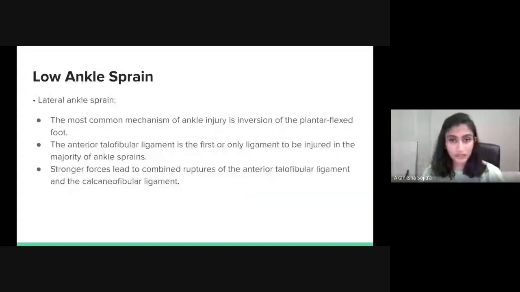Now, lateral ankle sprain. Most of the time, as I said, it's plantar flexion with an inversion twist when the ankle gets sprained. Almost 80% of the time, you'll see the ATFL getting sprained. That's your anterior talofibular ligament, which goes from your fibula to your talus anteriorly. And stronger forces on that inversion sprain can also injure the calcaneofibular ligament, which goes from the fibula a little bit more posteriorly and attaches to the calcaneus.